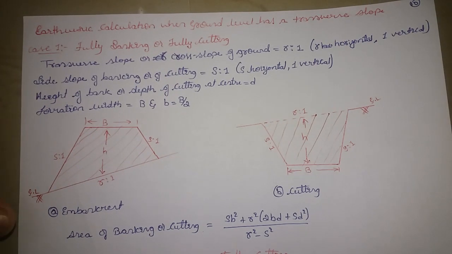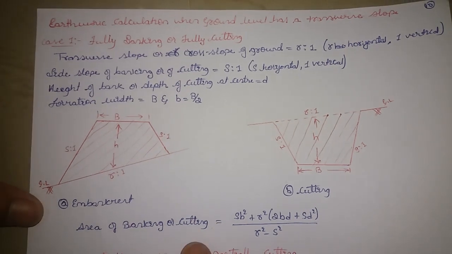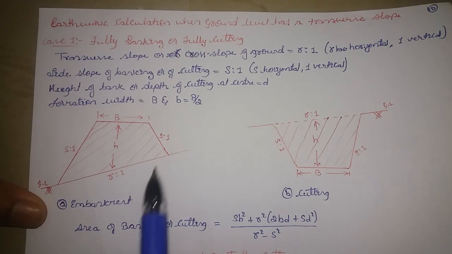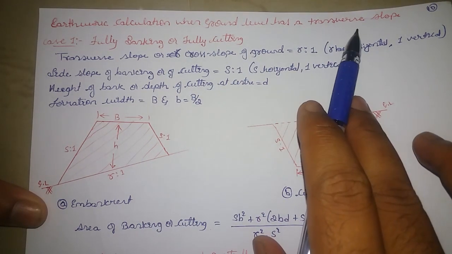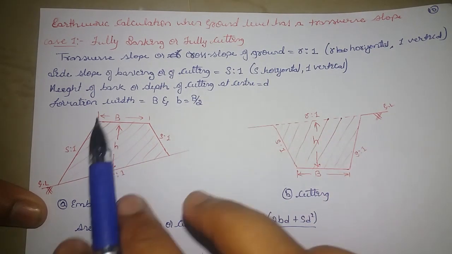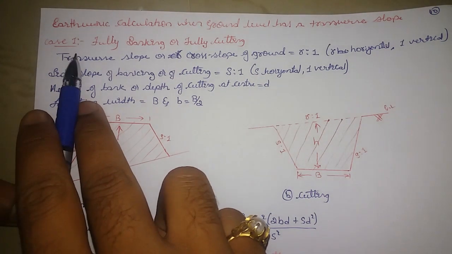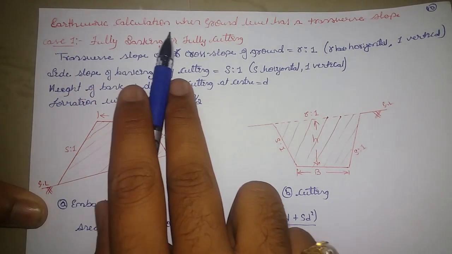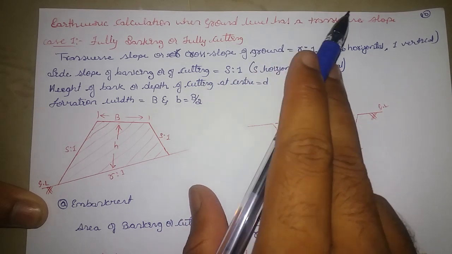Yes, now welcome to one more video. Here we are talking about the earthwork calculation when the ground level has a transverse slope. When the ground level has a transverse slope, there are two conditions. We'll see case one first, which says this applies whenever you are doing the earthwork calculation when the ground has a transverse slope.